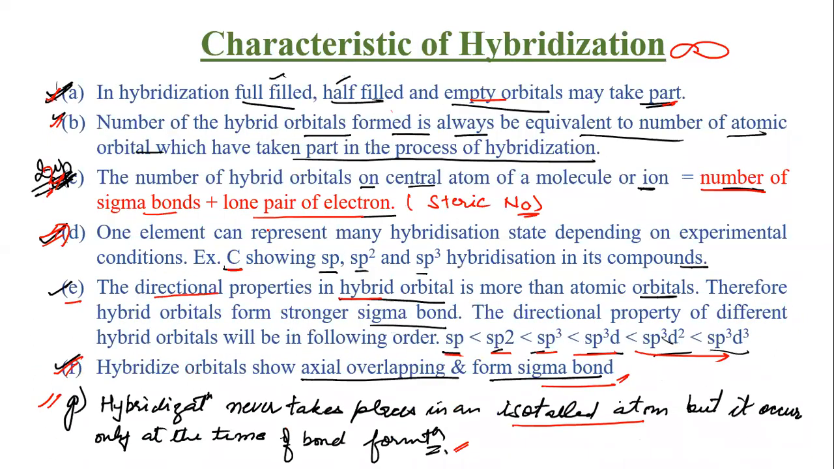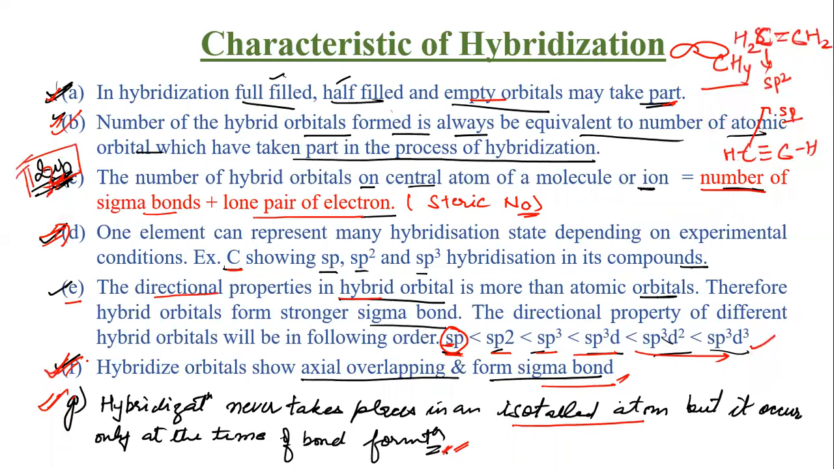Clear? So hybridization will never take place in an isolated atom. It occurs only at the time of bond formation. Clear? Any doubt among these points? No, sir. Okay.